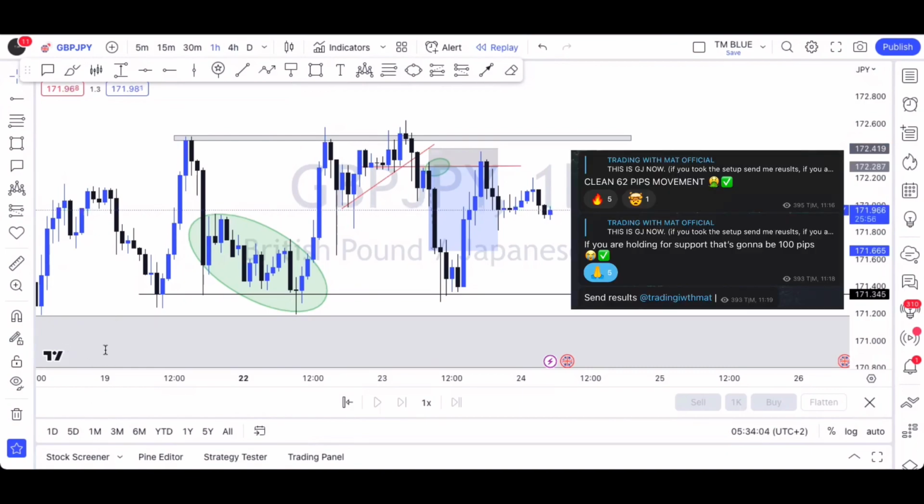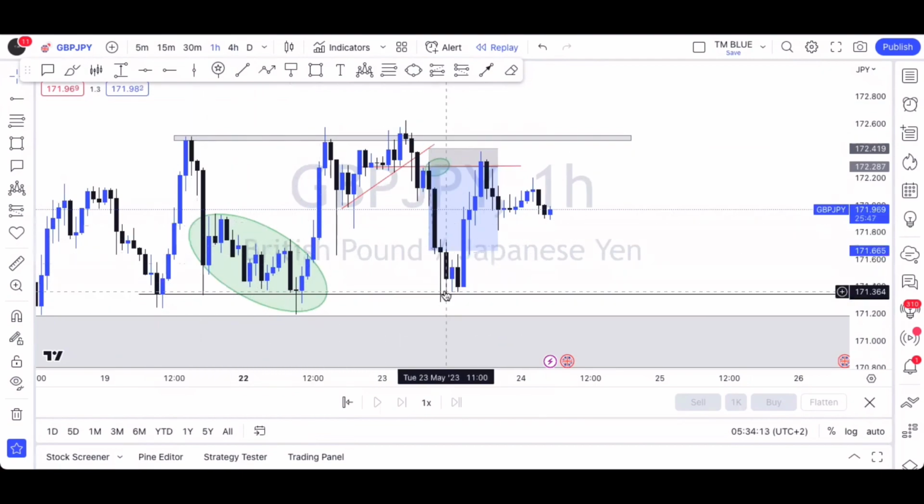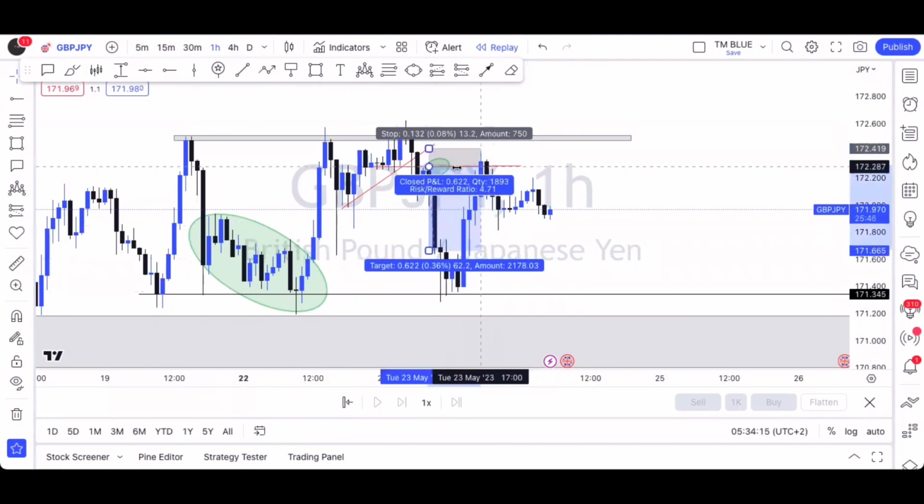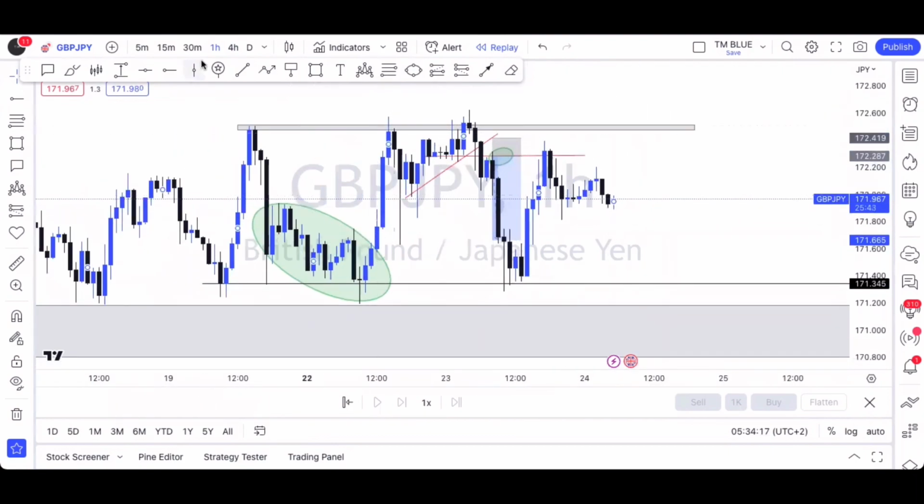That was nice. We had 62 pips on GJ, and then I said if you'd like to hold for this take profit here, you're more than welcome to hold for this low, and the market did also come into that area. So that's cool. That's nice. Okay, let's go back to the day.